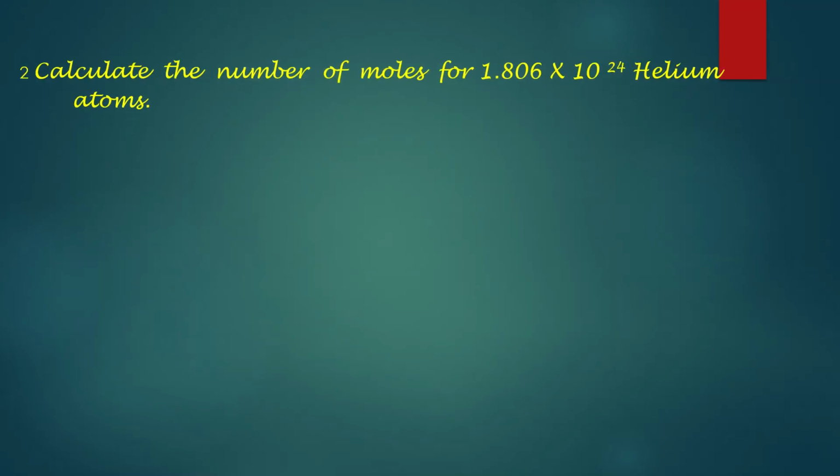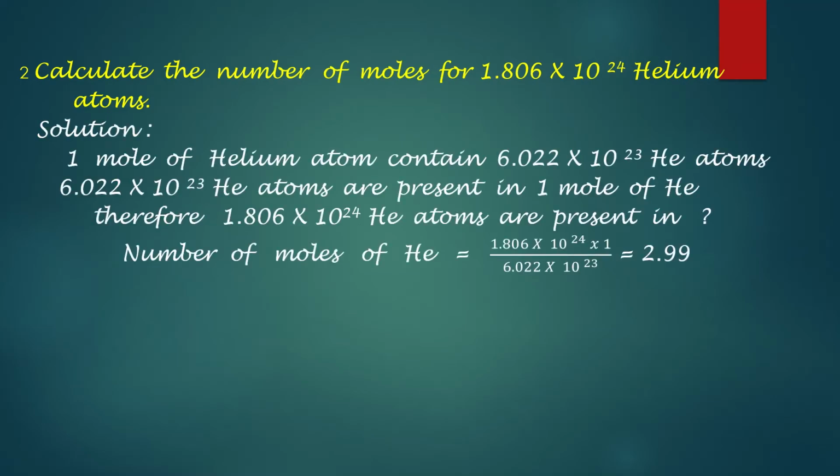Calculate the number of moles for 1.806 × 10^24 helium atoms. Here you have to consider 1 mole of helium. 1 mole of helium atoms contains 6.022 × 10^23 helium atoms, that is, 6.022 × 10^23 helium atoms are present in 1 mole of helium. Therefore, 1.806 × 10^24 helium atoms are present in how many moles?